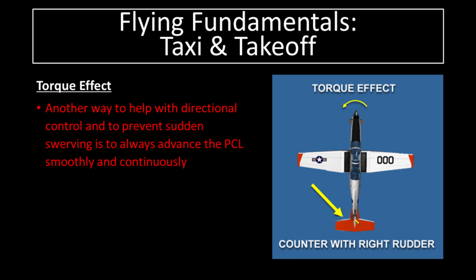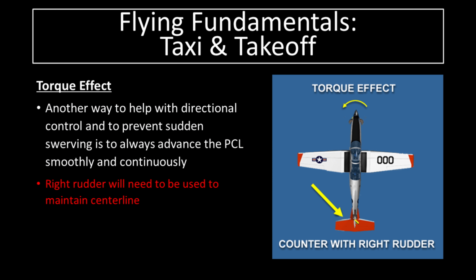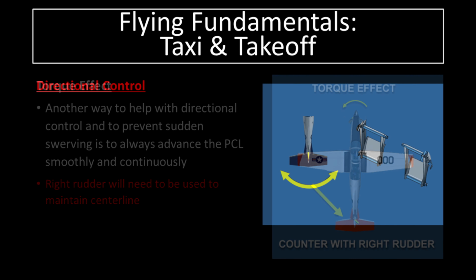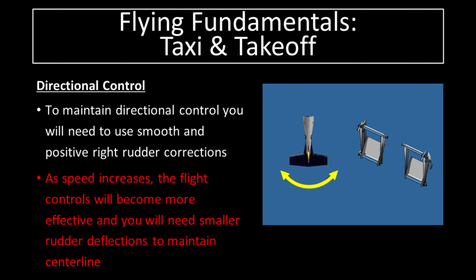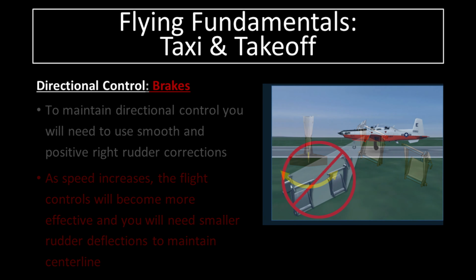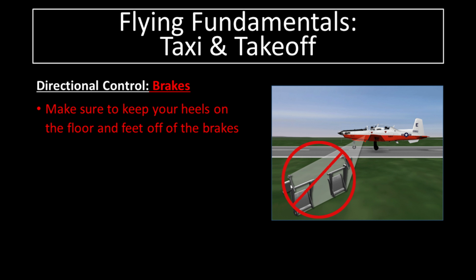The torque effect will also cause the aircraft to move to the left. It is important to use right rudder as necessary throughout the takeoff roll to maintain runway centerline. To maintain directional control, use smooth, positive corrections with rudder, correcting back towards the centerline. As speed increases, the flight controls will become more effective, and you will generally need smaller rudder deflections to maintain centerline. During the takeoff roll, make sure to keep your heels on the floor and feet off of the brakes.